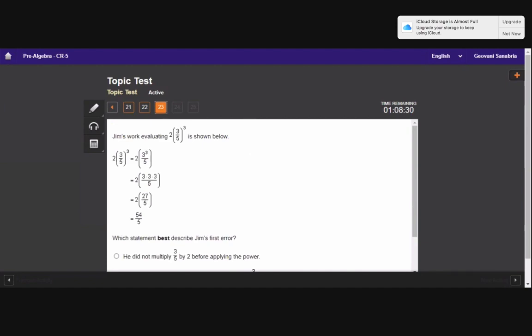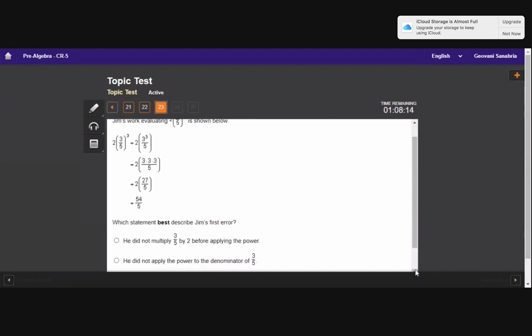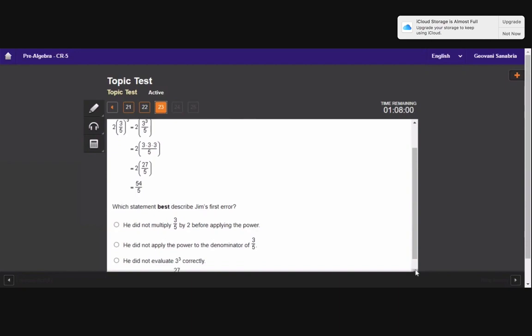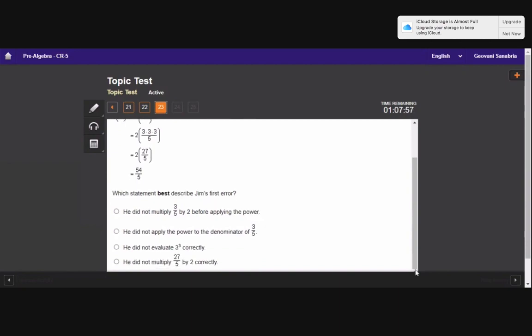The 3 over 5 is in parentheses, and then it has the exponent of 3. Because it has parentheses, that means the 3 goes to the 3 over 5. So it should be 3 over 5 times 3 over 5 times 3 over 5. But what he wrote was 3 times 3 times 3, and only the 5 once. It should go both to the 3 on the top and to the 5 on the bottom. So he didn't multiply the denominator. Yeah, it's the second one.